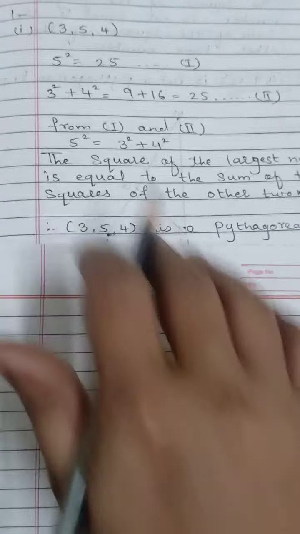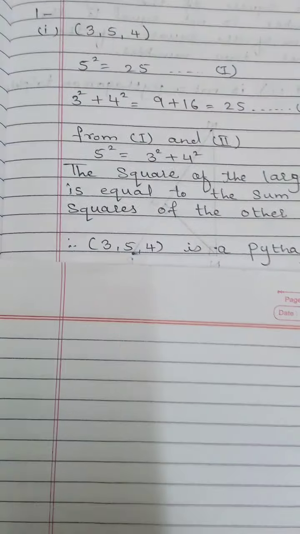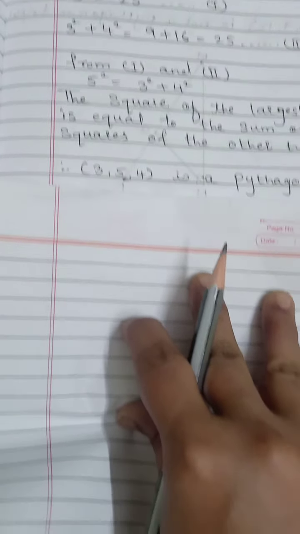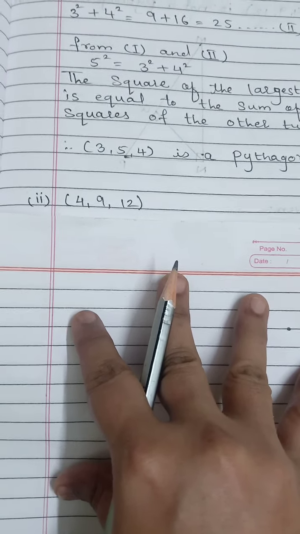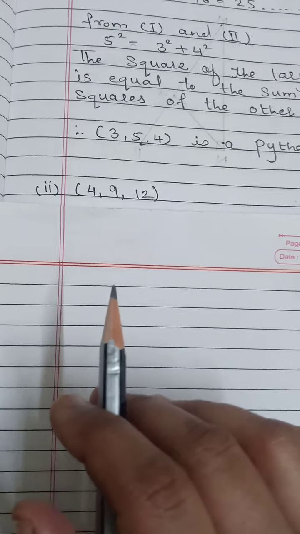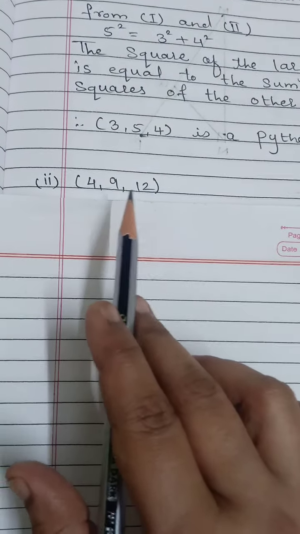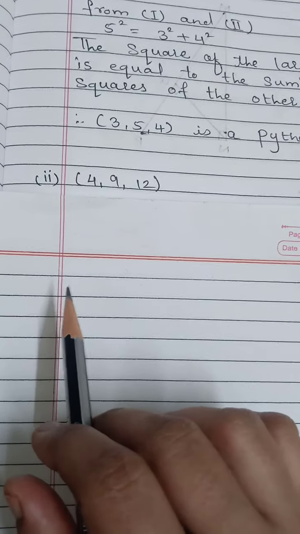In this way we have completed our first sub question of question number 1. Similarly, we will see the second sub question. The second is here 4, 9, 12. Again we will apply the same method. So out of 4, 9 and 12, which one is greater?